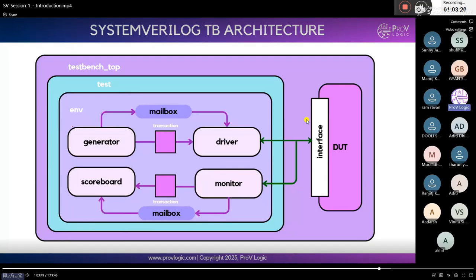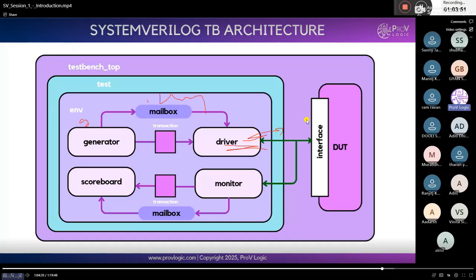Suppose the generator is sending 5 transactions. These 5 transactions will be stored in the mailbox: first, second, third, fourth, fifth. So the driver will get the data one by one. Whenever it completes one, then the second one, then the third, then the fourth. Based on its frequency or delay, it will get transactions one by one from the mailbox. So there will be no data loss.